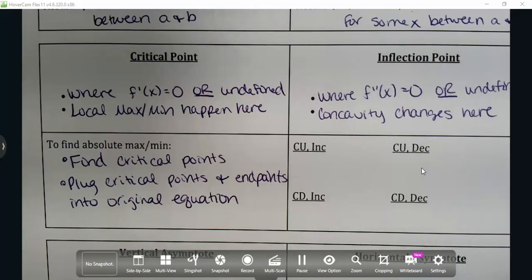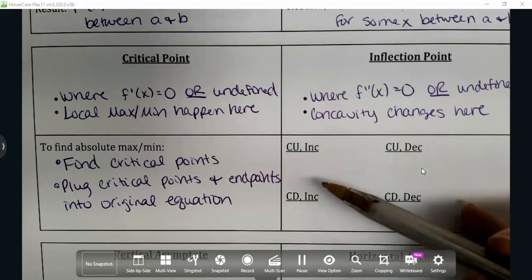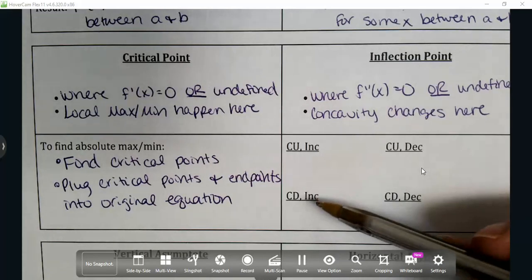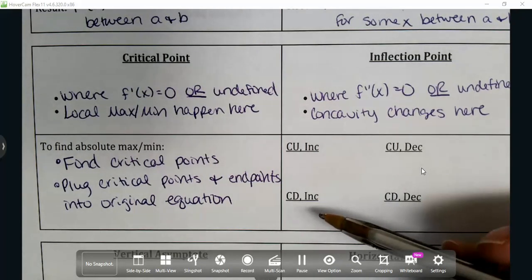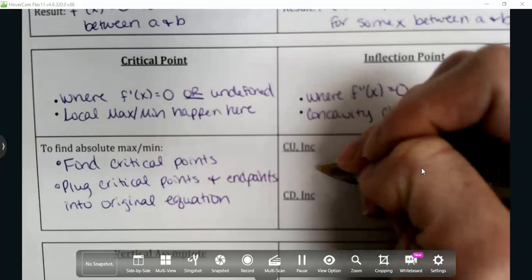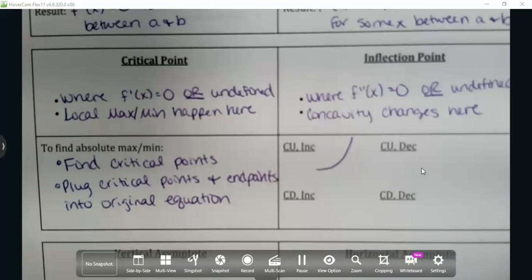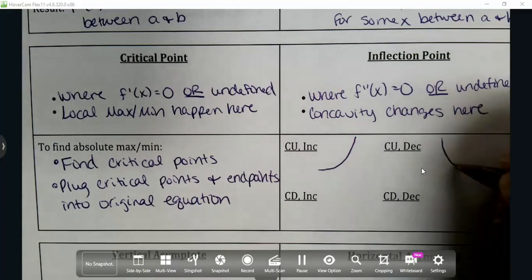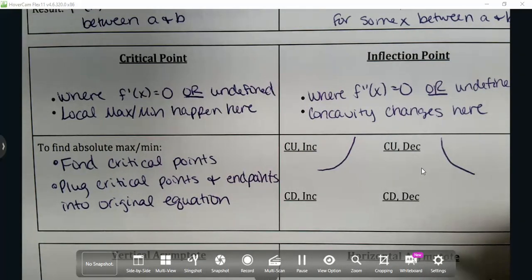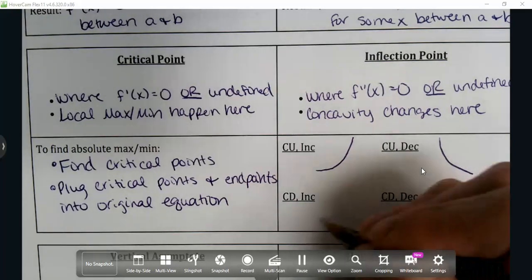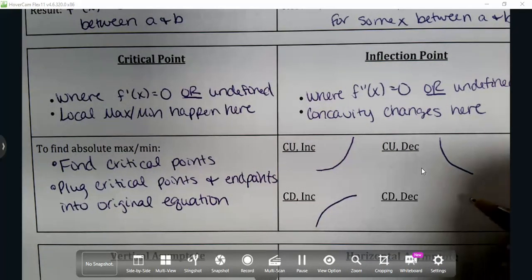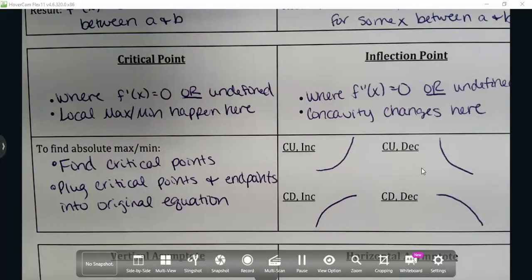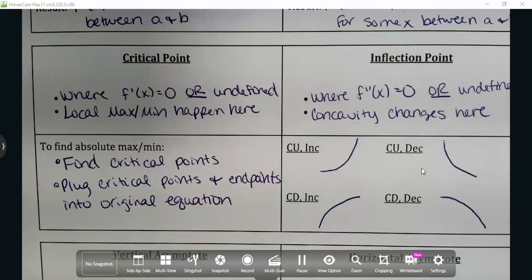All right. I just want to draw a little sketch of what a graph might look like for each of these things. So what would a concave up and increasing graph look like? Increasing, curved upward. Concave up, but decreasing. Flips it around. Okay, what's concave down and increasing? And concave down and decreasing flips it. So you guys understand concave up and concave down, how that appears on your graph.